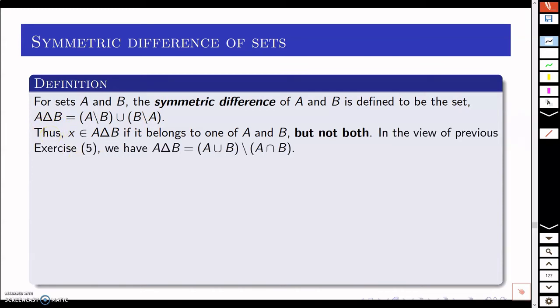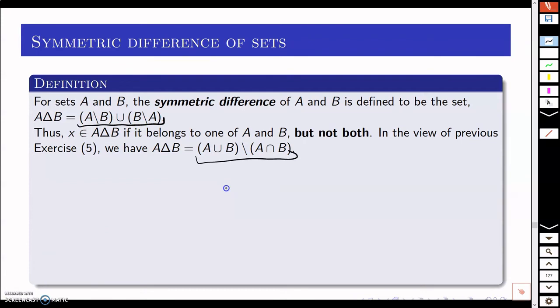So if you see the last exercise number 5 in the last slide, you will realize that symmetric difference A delta B can also be written as A union B difference A intersection B, because this expression on the right hand side is the same as this expression on the right hand side. That's what exercise 5 is telling us.